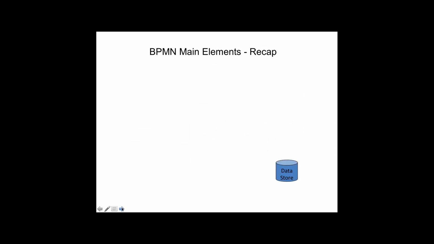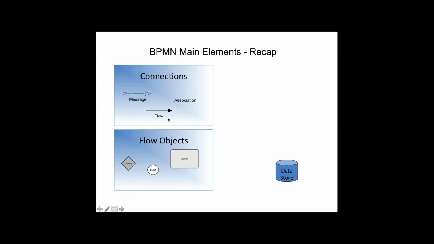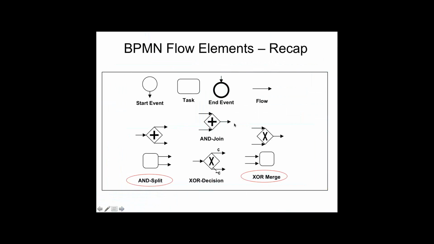Okay, fine. Let's move on now. So these are the different elements we'll cover. Data store. Flow objects contain gateways, events, and activities. Connections, you have message, you have association, and you have flow, right? The message is something which is asynchronous. Then you have swim lane, you have pool, you have data store, and you have data object. You can annotate it with a text annotation. So any confusion in these BPMN primary elements? Are we all good? Okay. Fine.